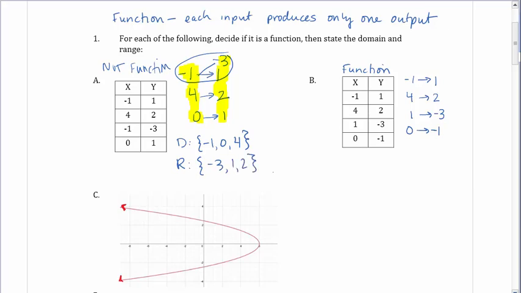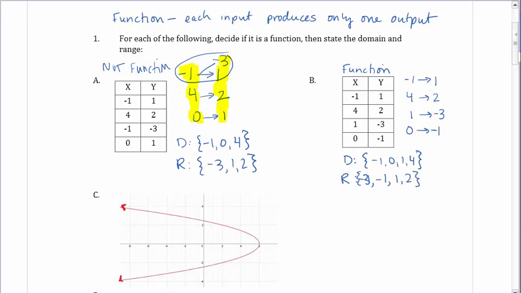It doesn't really matter the order you write them. I'm in the habit of writing them from lowest to highest, but you can write them technically in any order. But again, if there's repetition, you don't have to write it twice. For this one, the domain is -1, 0, 1, 4, and the range is, if I write them smallest to largest, -3, -1, 1, and 2.